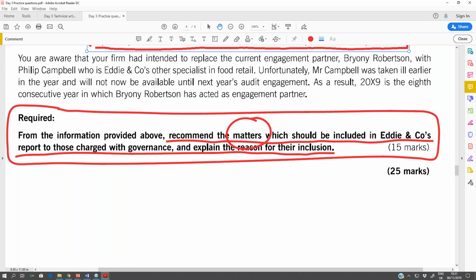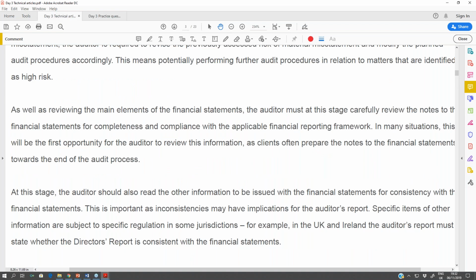15 marks. And is everyone clear that this is a very fundamental requirement which can come in question number 2, matters to be communicated to those charged with governance? And is everyone clear on the examples of matters from the articles, the marking scheme of this question, and how you should be identifying a matter and telling the examiner why the matter should be included in this report to those charged with governance? So will all of you be reading this article, completing the audit, so that you know what sort of activities happen at the completion stage of the audit?